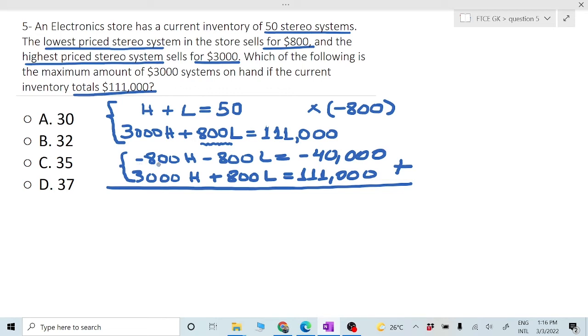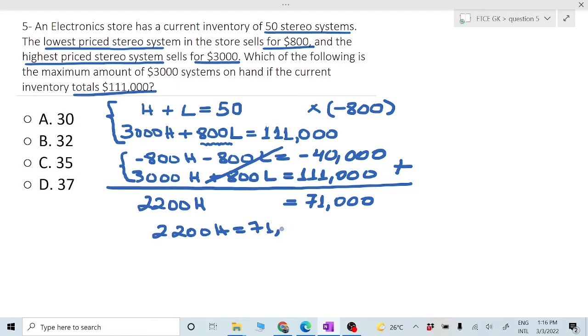So negative 800 plus 3,000 is going to be 2,200H. Here is going to be 0 as expected, and here is going to be positive 71,000. Very good. So I have 2,200H equals 71,000.